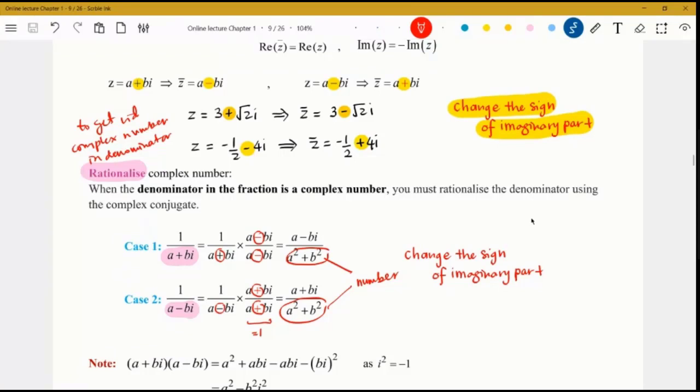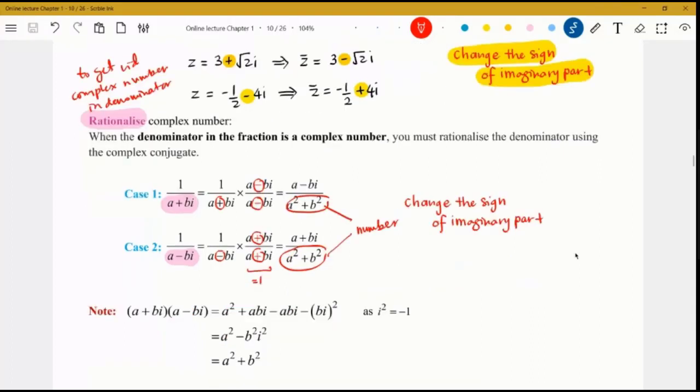Okay, so far clear tak? Kenapa kita kena rationalize? Kenapa kita kena cari conjugate? Clear. Alright. Okay, kalau clear, kita akan go through for the example. Okay. Miss, yeah, apa dia? Kenapa I dia tadi hilang?